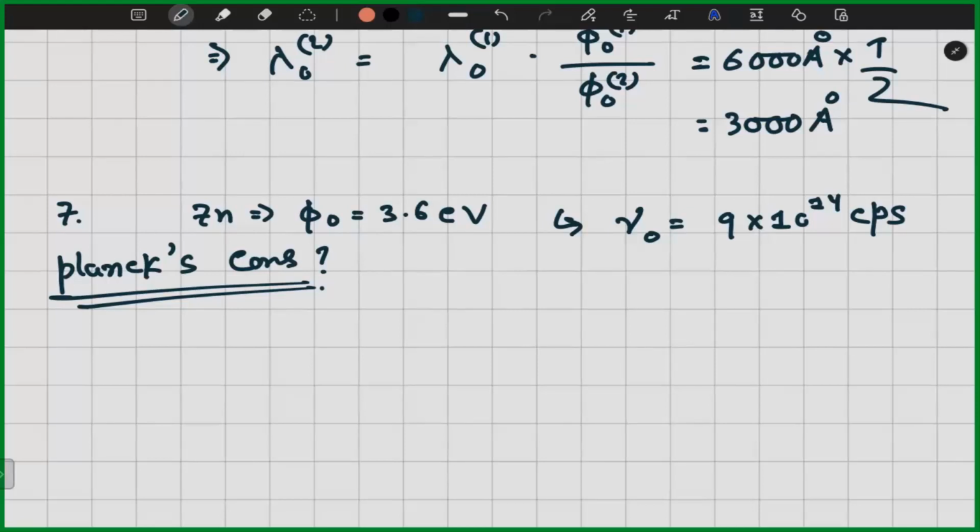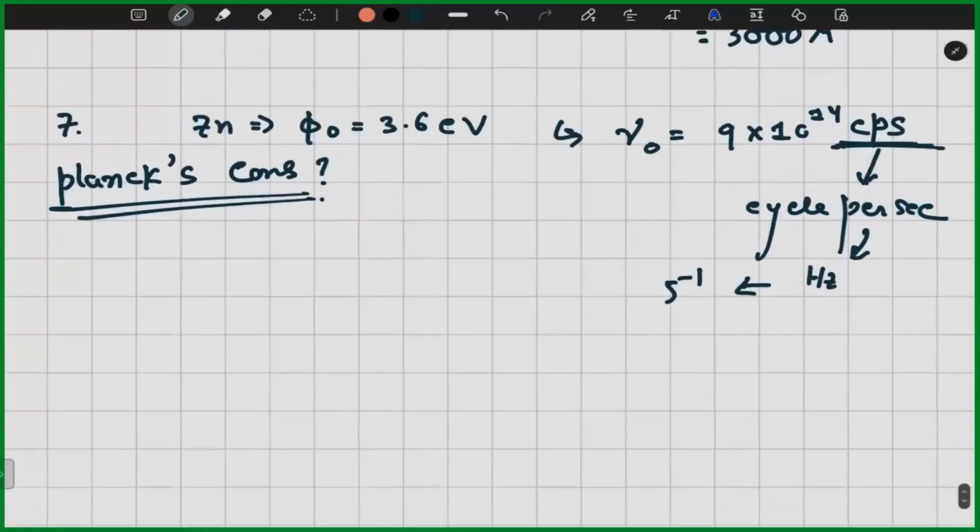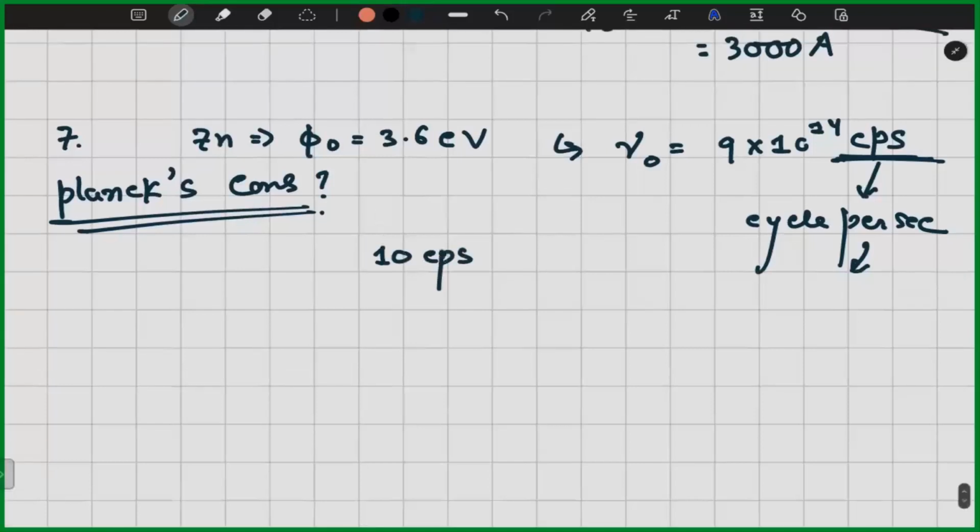Okay. Here one important thing is CPS. What is CPS? CPS means cycle per second. That means the hertz, and that means the second inverse. How? Let us understand. Let's say there is 10 cycles per second. 10 CPS. What does it mean? It means that in 1 second it rotates 10 times. So that is the unit of hertz, right? Also the same thing. So CPS and hertz is the same unit. Don't be confused.